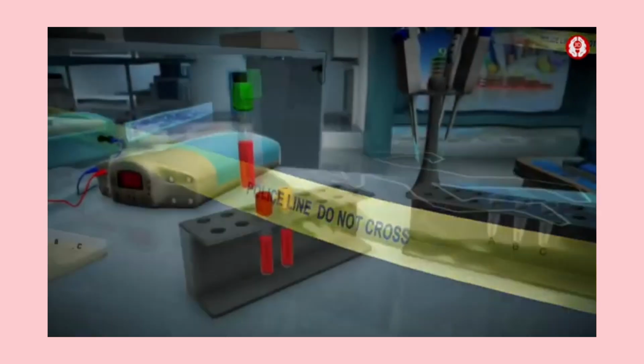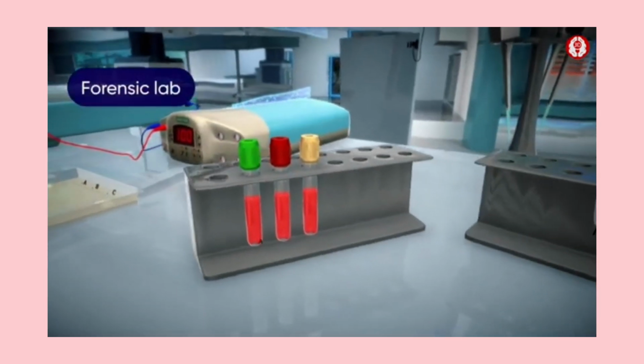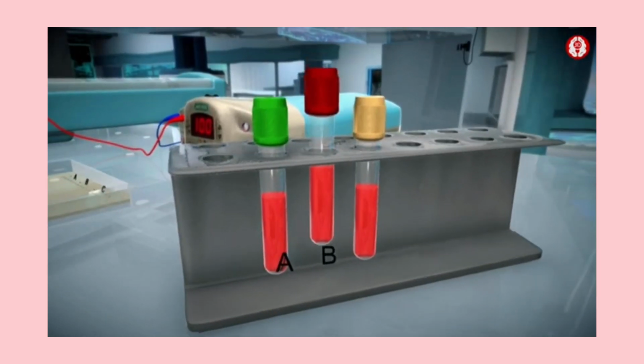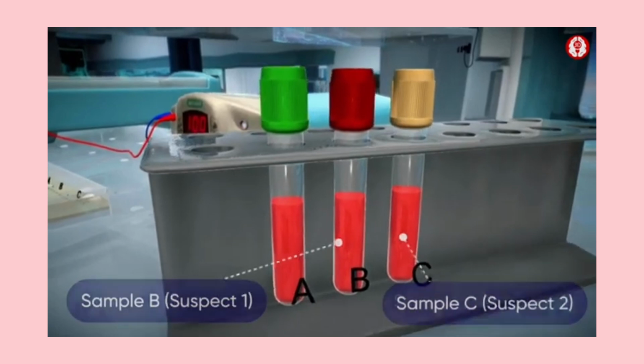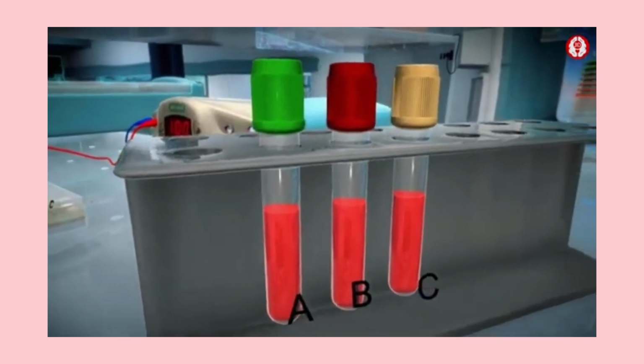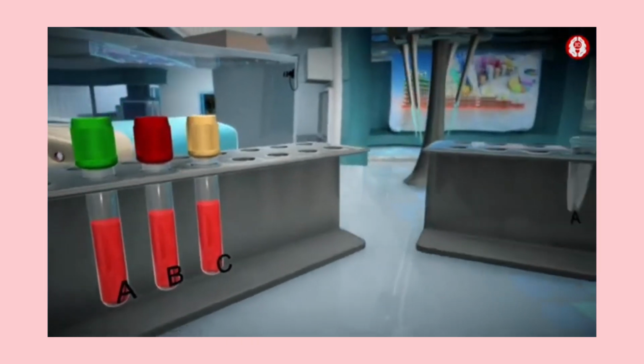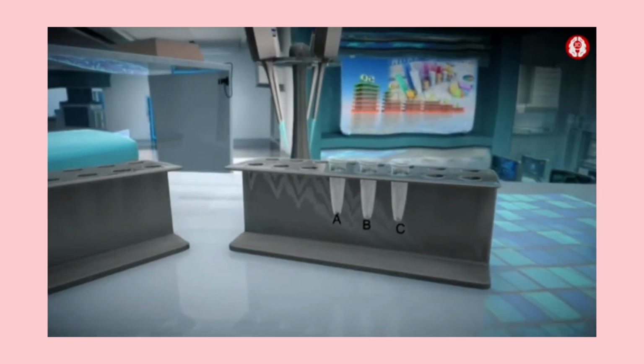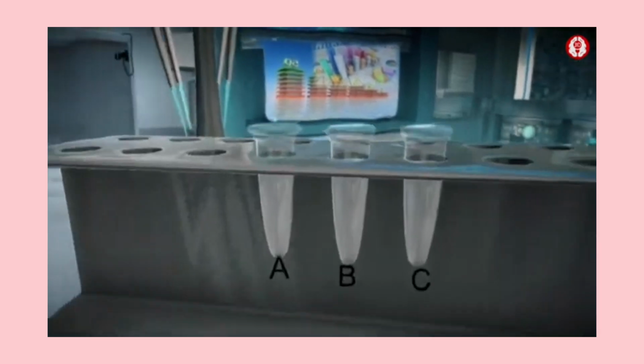The biological sample is sent to the forensic lab. Let's call it sample A. Here they have two more DNA samples, B and C, which have been collected from the suspects. These samples are then treated to isolate their DNA, which is the first step of the DNA fingerprinting technique.